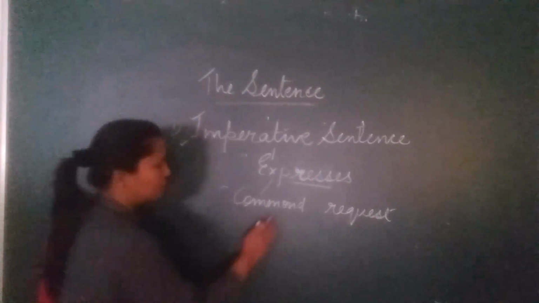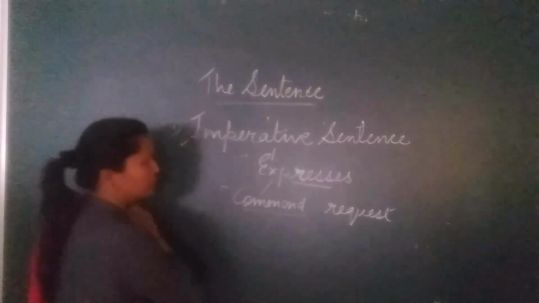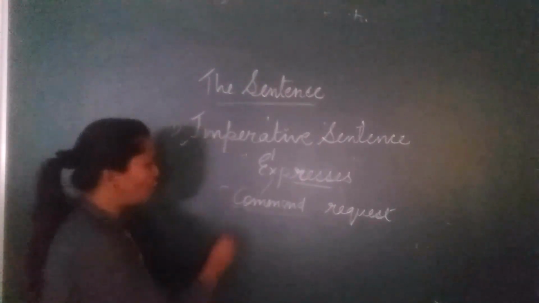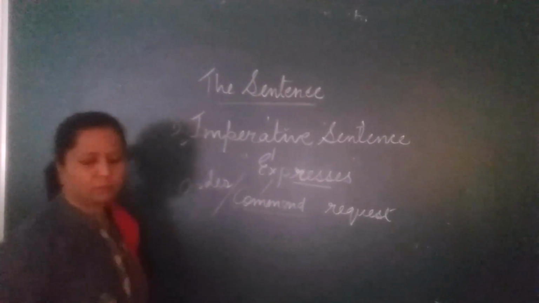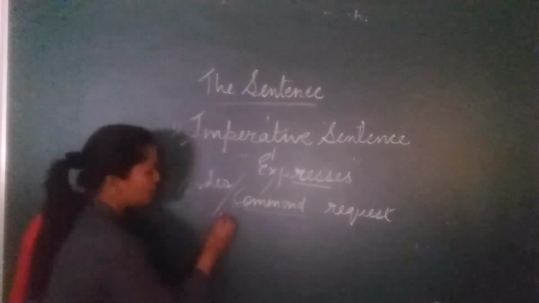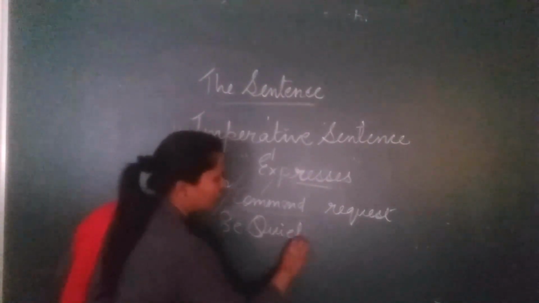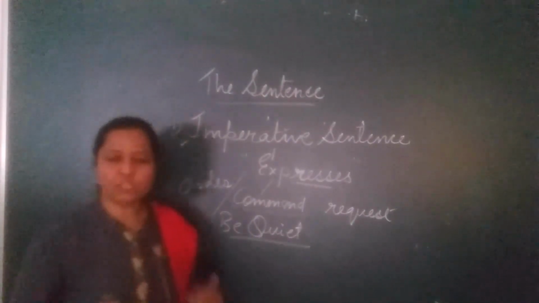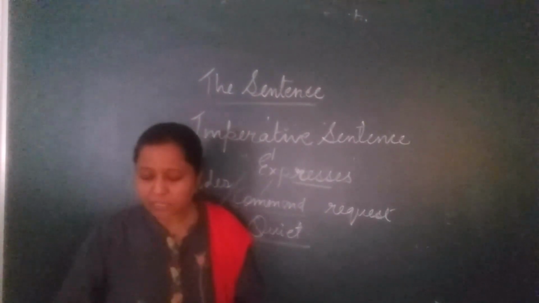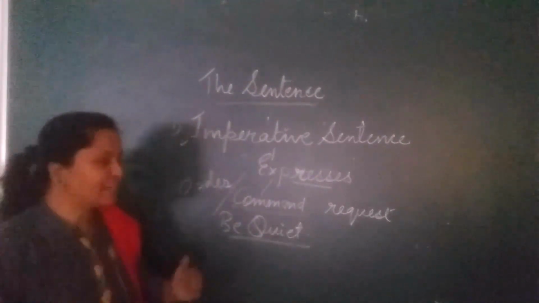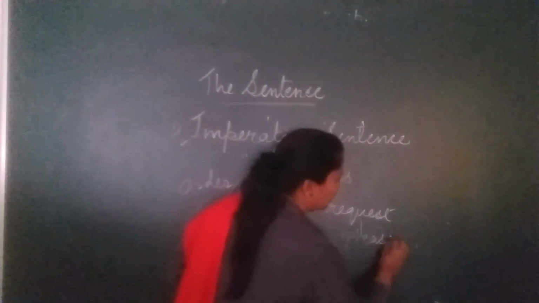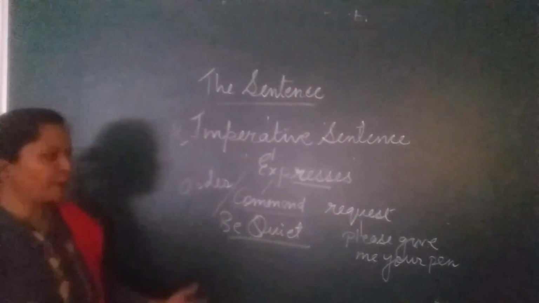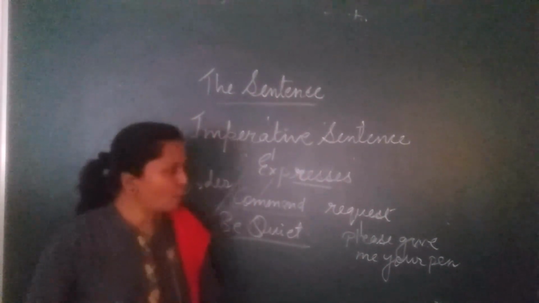For example, the imperative sentence of a command. So, you're commanding. What do you mean by command? To give an order. For example, the sentence, be quiet. It's an order which is being given. Then, if you see an example of a request, please give me your pen. It's a request.